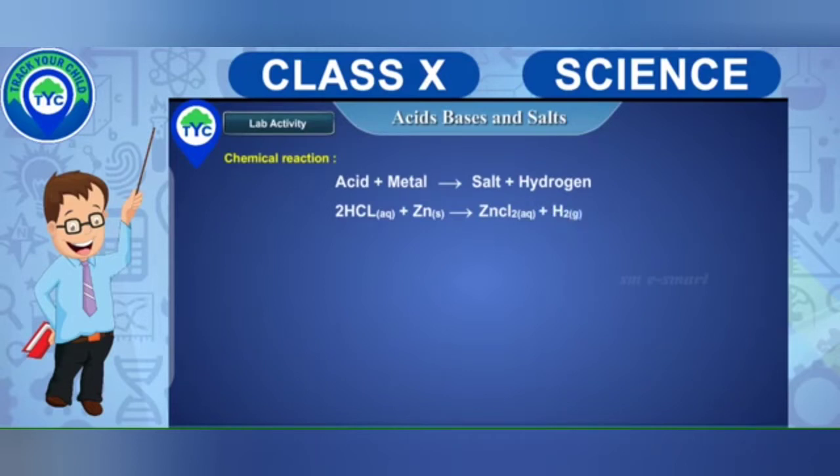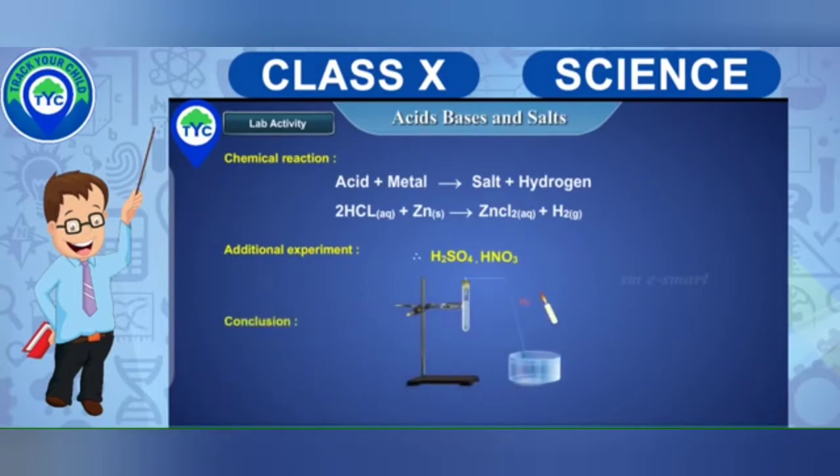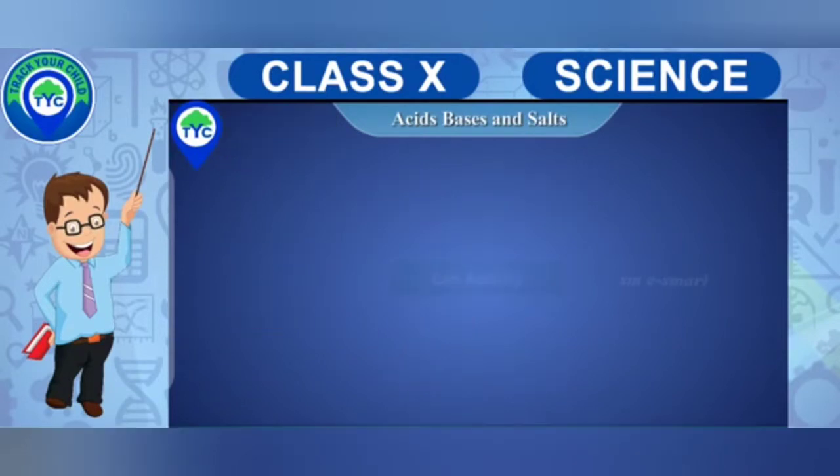Additional experiment: repeat the above experiment with H2SO4 and HNO3. We observe the same observations as in the HCl experiment. Conclusion: from the above activities, we can conclude that when acids react with metals, H2 gas is evolved.